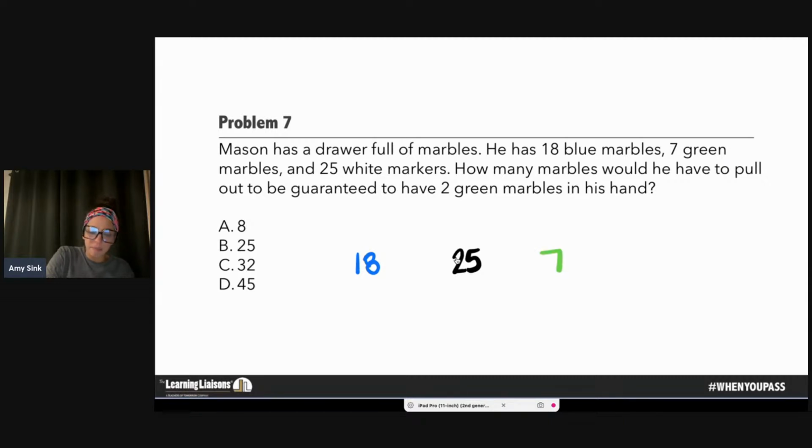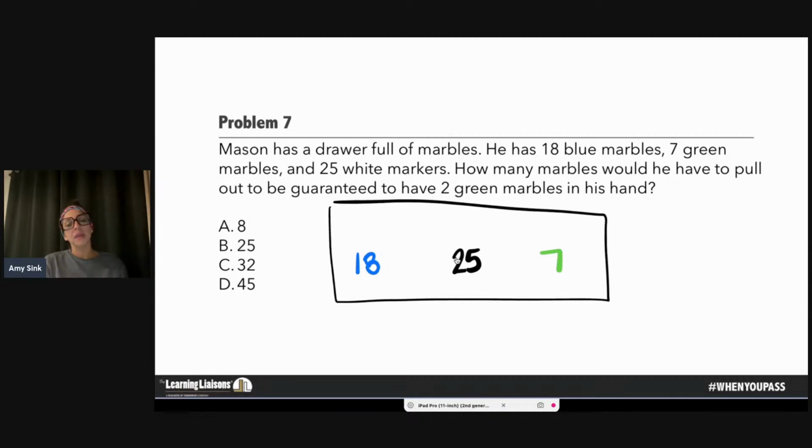So if this is my bag right here, and I'm pulling out marbles, how many would he have to pull out to be guaranteed? Not like it's likely, but guaranteed. Well, theoretically, I could reach my hand in the bag and pull out all the blue marbles first, correct? Now, we're not talking about likelihood here. We're talking about a 100% guarantee.